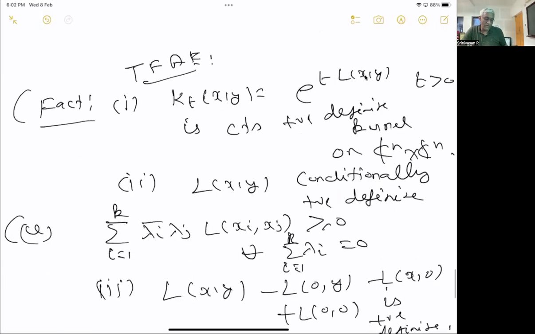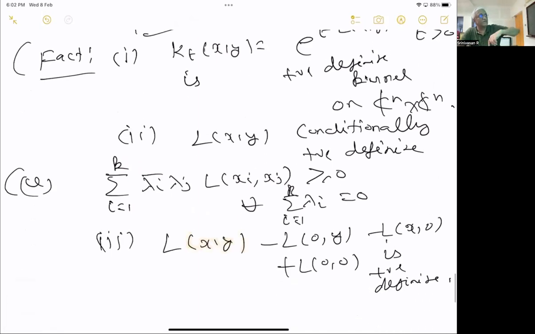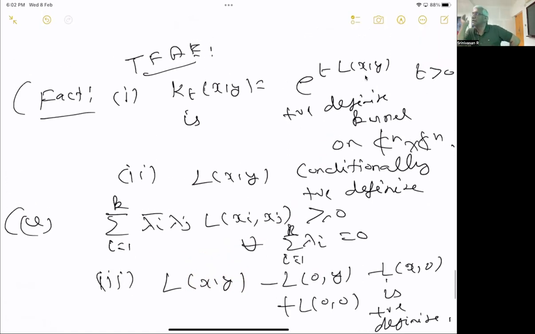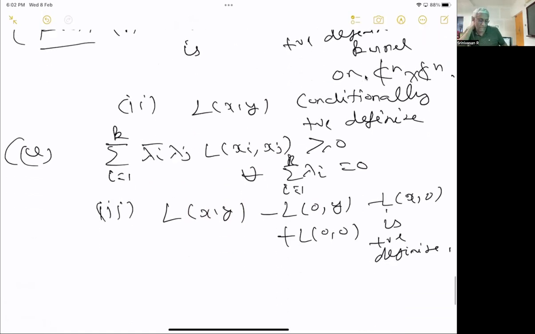I mean, I remove the continuity. Continuity is not needed here. For this equivalence of statements, if L is continuous, this will be continuous. So L(x,y) minus L(0,y) minus L(x,0) plus L(0,0) is positive definite. I want to use this.